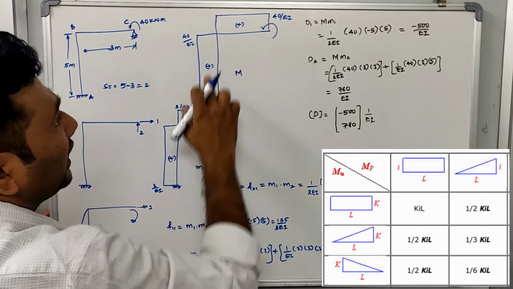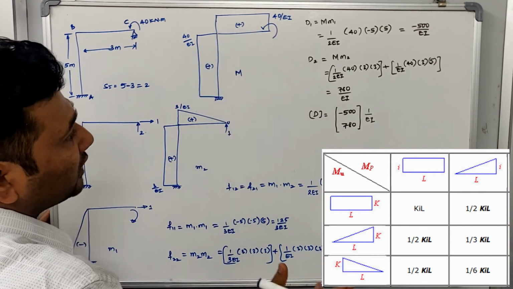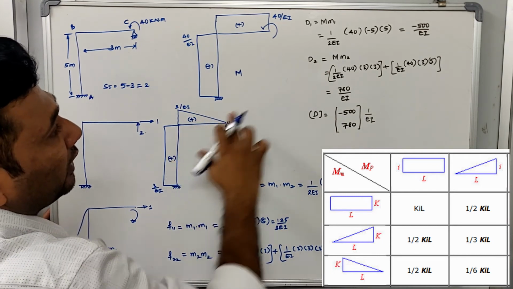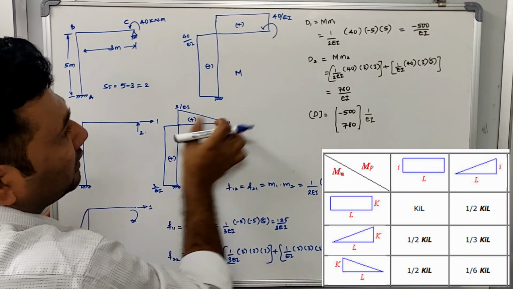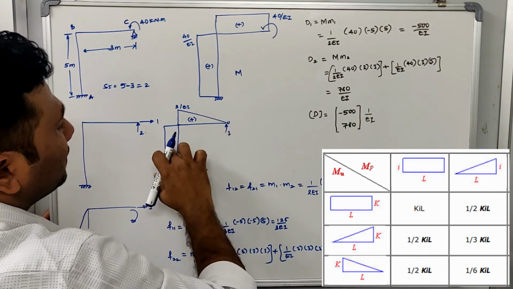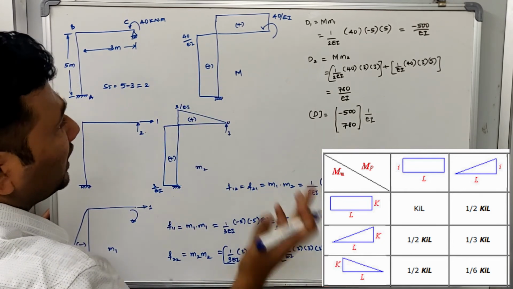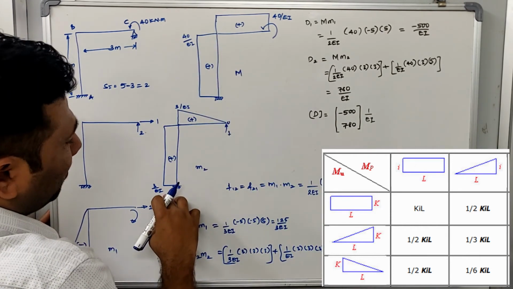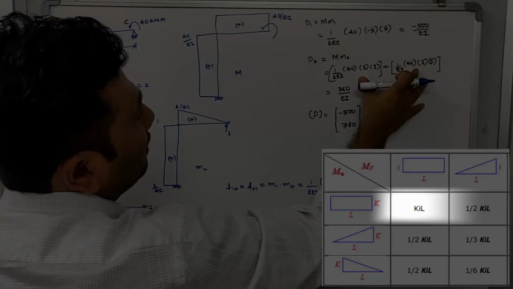As we know, this is a triangle and this is a rectangle. If a triangle is multiplied by a rectangle, you can see the diagram multiplier chart. In that chart you can identify it is equal to 1 by 2 into K into I into L. So that's why 1 by 2 EI into 40 into 3 multiplied by the length, which is 3. So this is multiplied, plus this should be multiplied by this one. As we know, if a rectangle is multiplied by a rectangle, in the chart it is equal to K into I into L. So 40 by EI into 3 by EI multiplied by the length, which is 3 meter. So this completes the solution of D2.